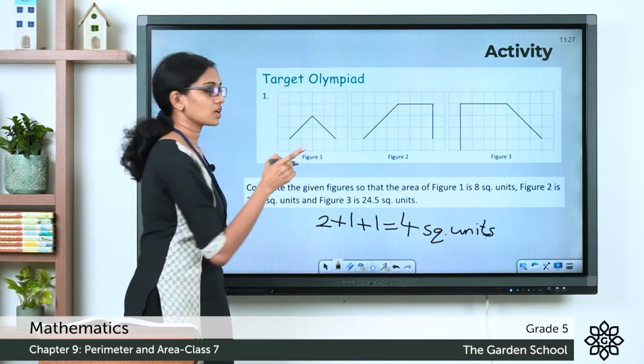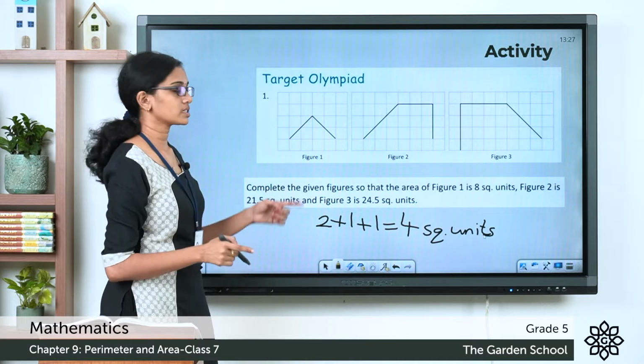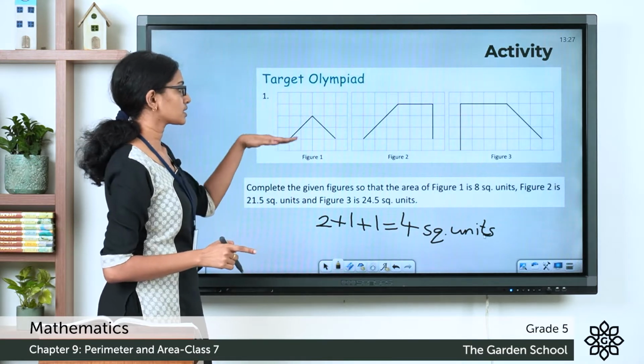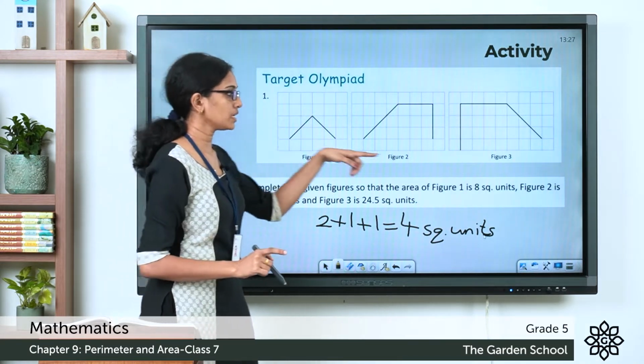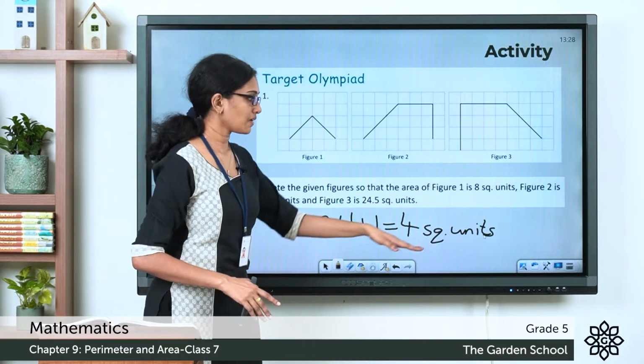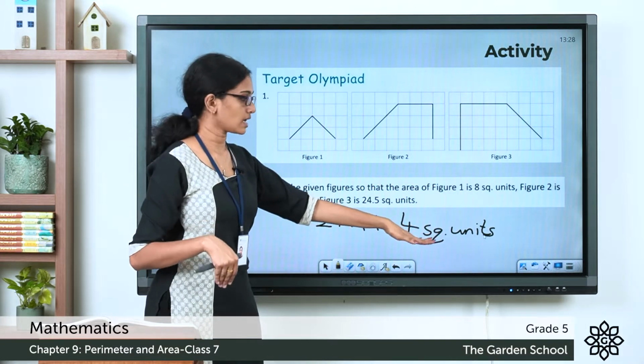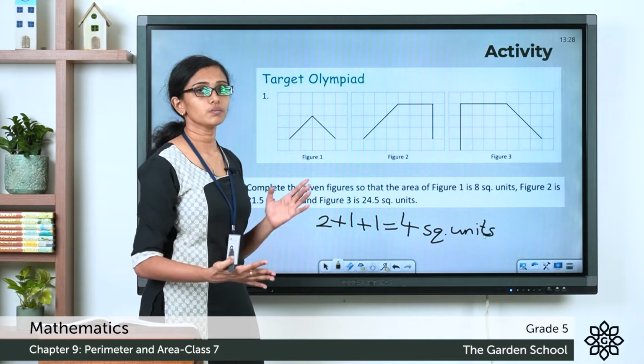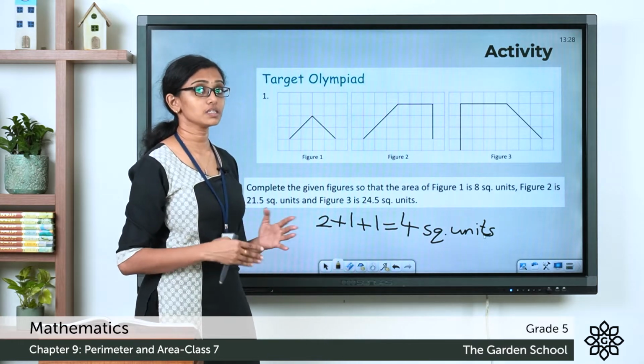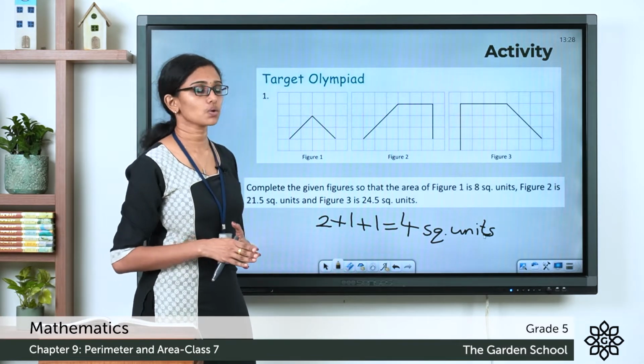So this figure covers an area of 4 square units, but we have to complete this figure so that the area will be 8 square units. So we have 4 square units with us now. We have to add 4 more square units, which means we have to add 4 more complete squares.